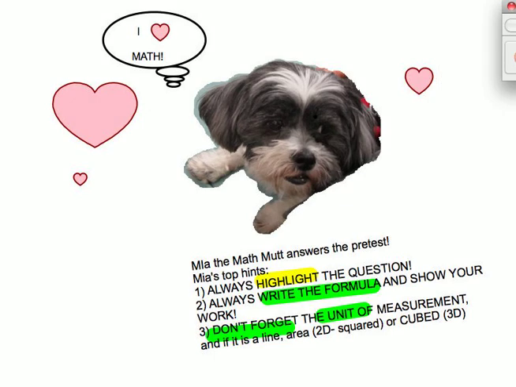Rawr! Welcome to Mia the Math Mutt answering the pretest. As you can see, Mia really loves math. Mia has helpful hints for writing any test. First, always highlight the question, write the formula and show your work, and don't forget the unit of measurement.